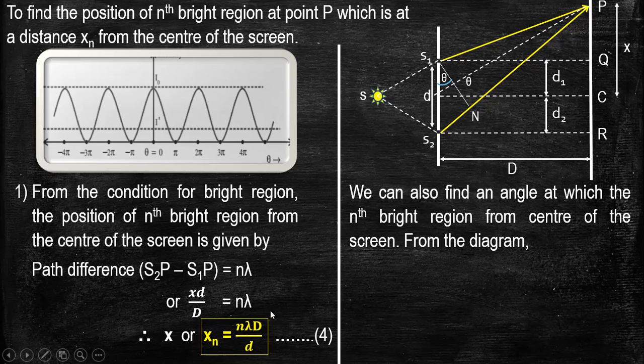So we can write the same expression for angle also. This x is the distance of any bright region from the center of the screen. It is the distance x of any bright region at point P from the center of the screen.